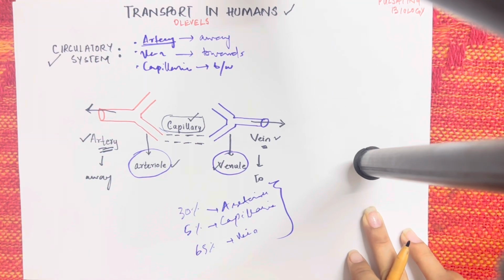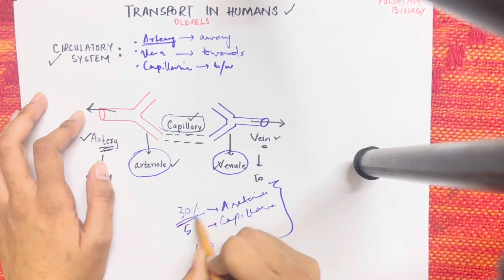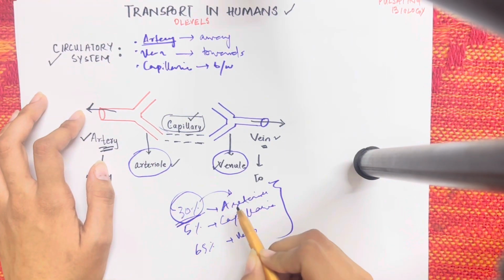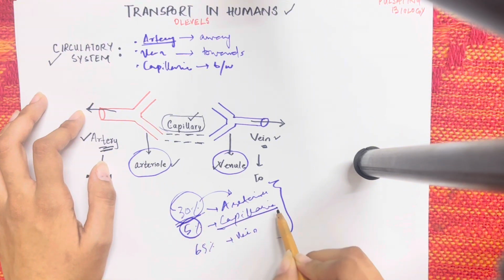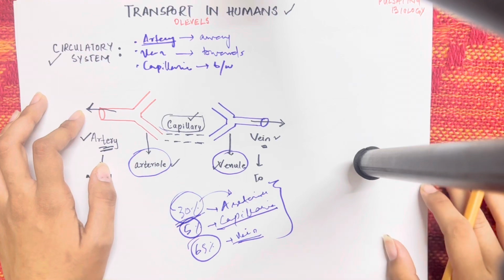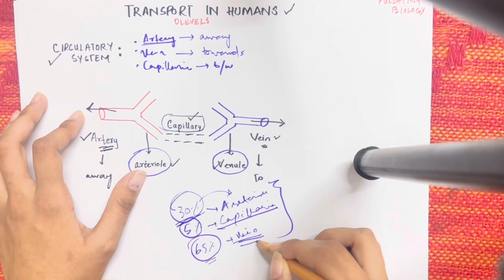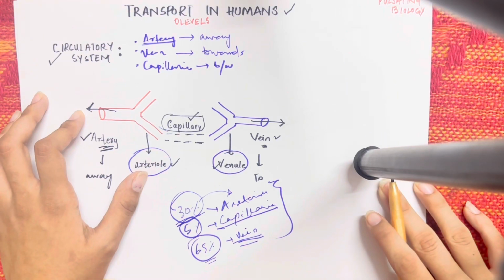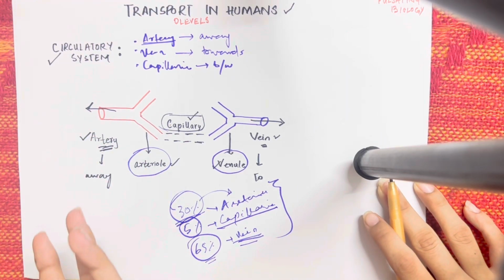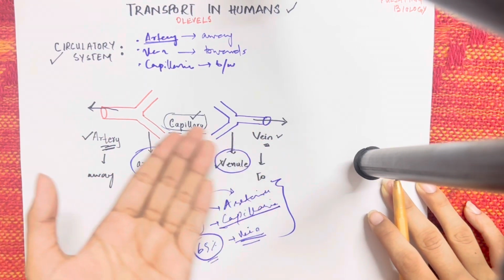Now let's talk about how the blood is divided between the arteries, veins, and capillaries. 30% of the blood is in the arteries, 5% is in the capillaries, and 65% of the blood is in the veins. Since the veins run throughout our body, the most amount of blood is present in the veins. This is the overview of how the systemic circulatory system works with the components of arteries, veins, and capillaries.